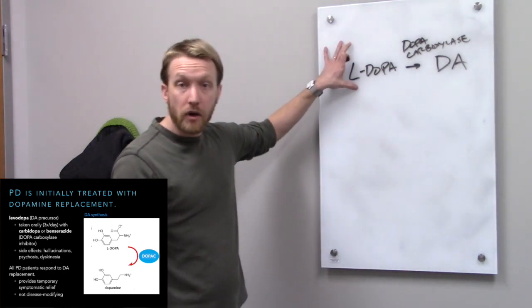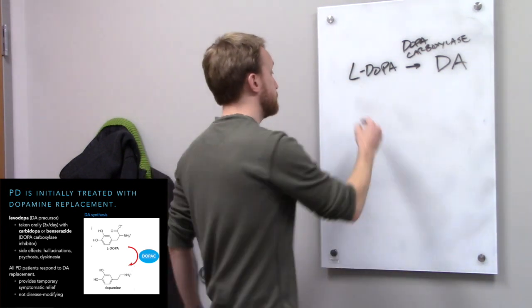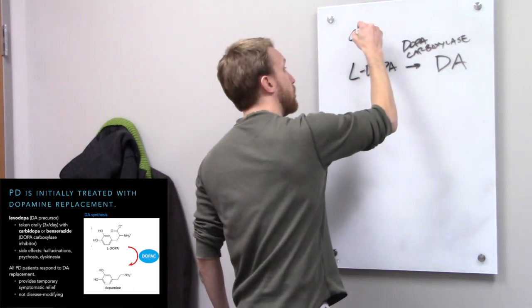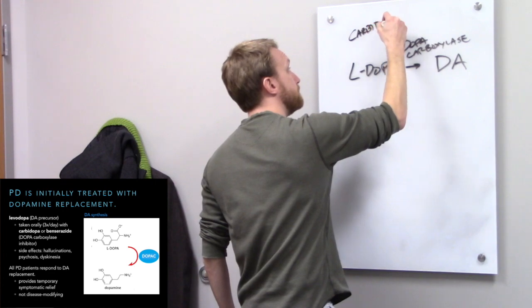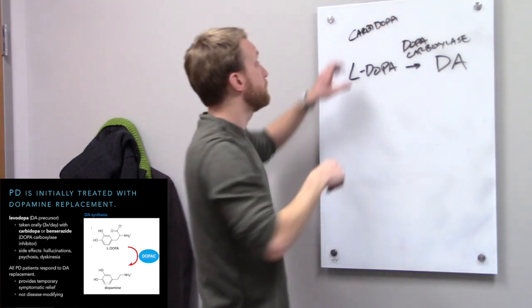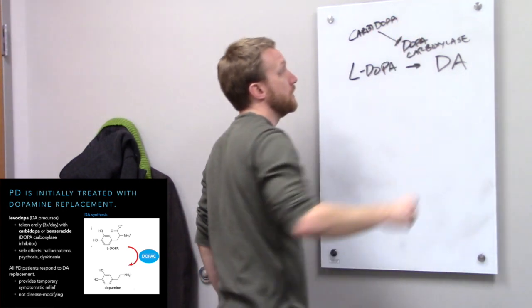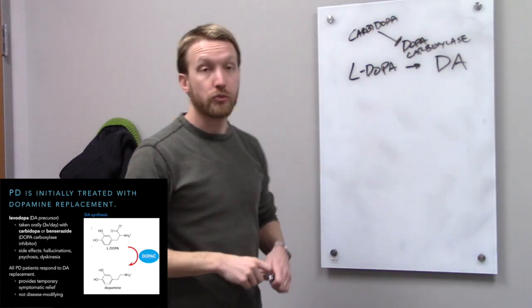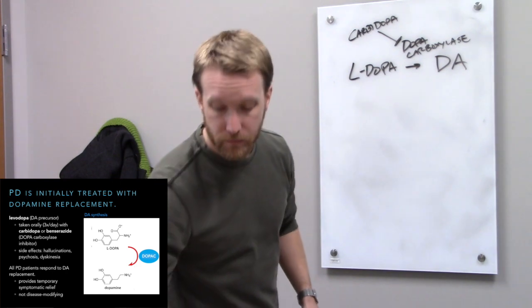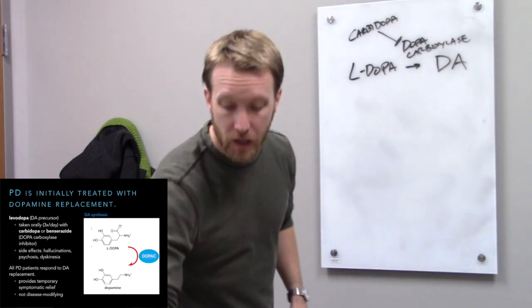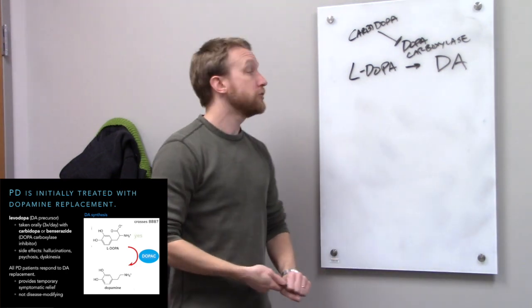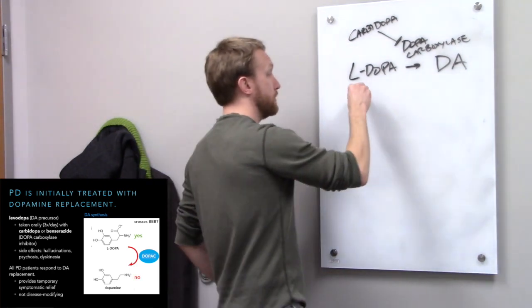Along with L-DOPA, we also administer carbidopa. Carbidopa is an inhibitor of dopa carboxylase. The reason that we give this when taken orally is because L-DOPA can cross the blood-brain barrier.